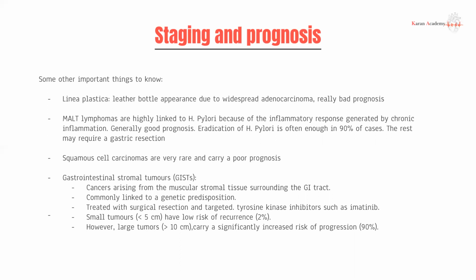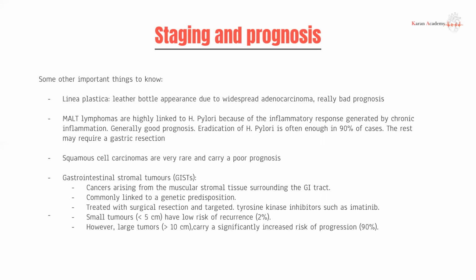I mentioned earlier that most cancers are adenocarcinomas because you have mostly columnar epithelium, but I lied when I said there's no squamous epithelium, because there is, but it's very, very little, which is why squamous cell carcinomas are very rare, but poor prognosis.